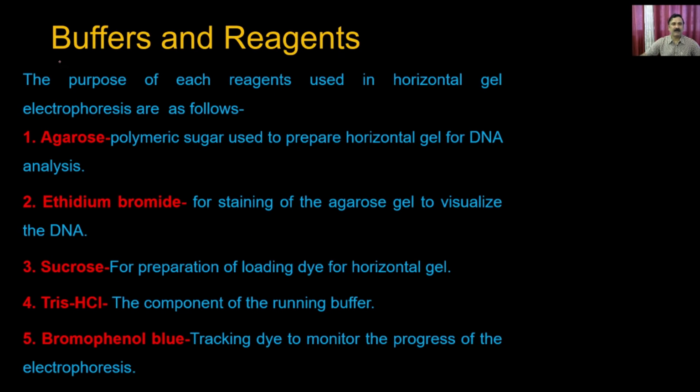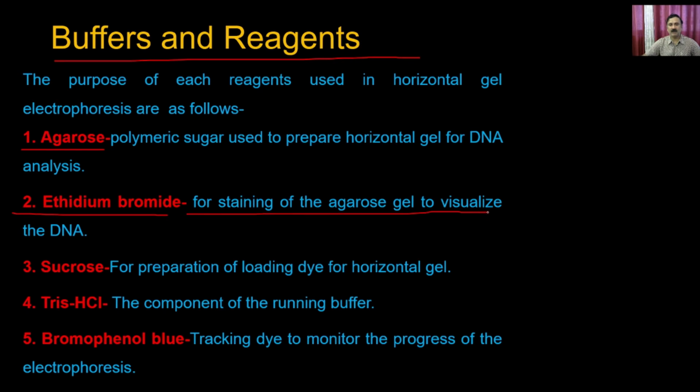These are the different types of buffers and reagents that you use for agarose gel electrophoresis. You require the agarose, you require the ETBR. ETBR is required for the staining of the agarose gel to visualize the DNA. You know that the DNA does not have an intrinsic color or something so that you can detect it. So DNA has nucleotides, and these nucleotides can be stained with the ETBR.